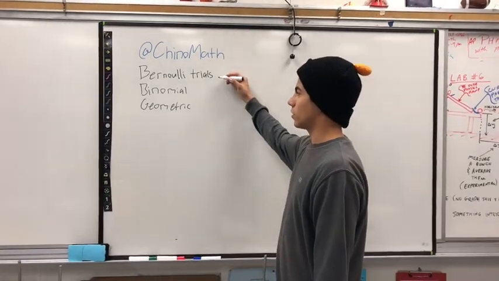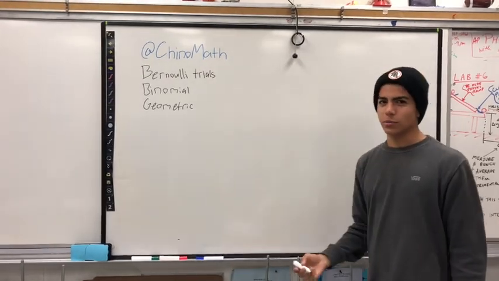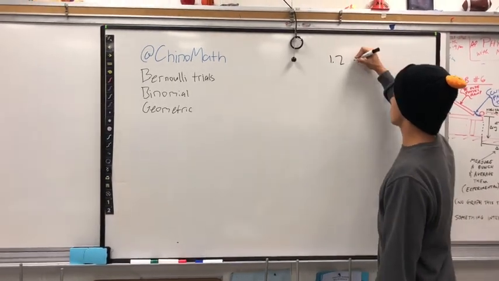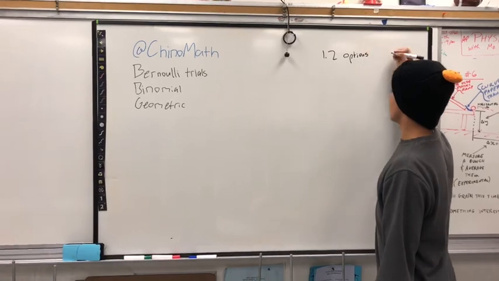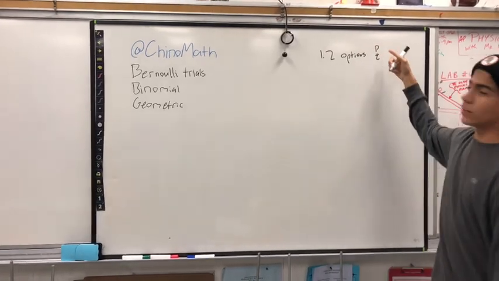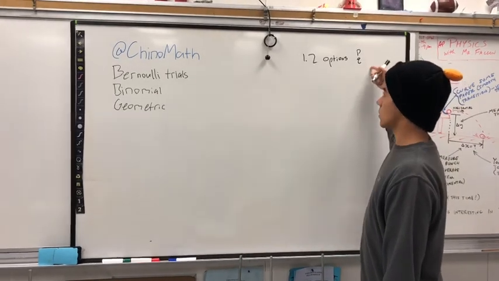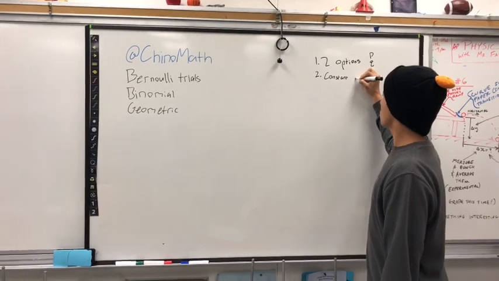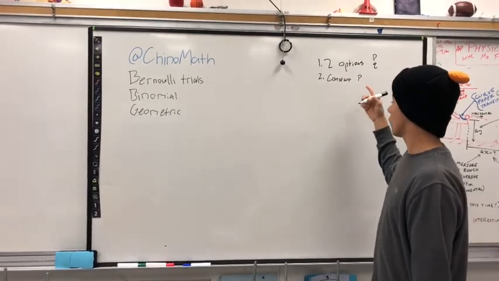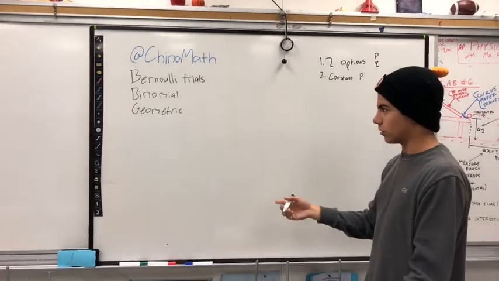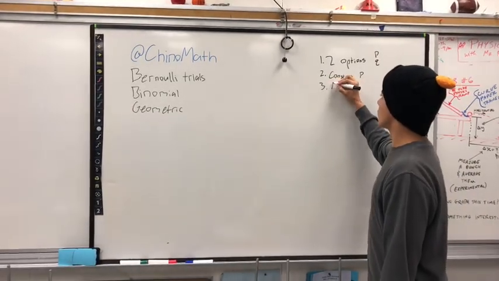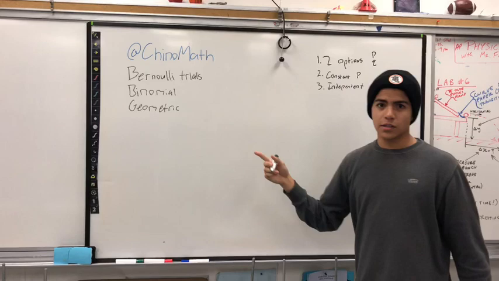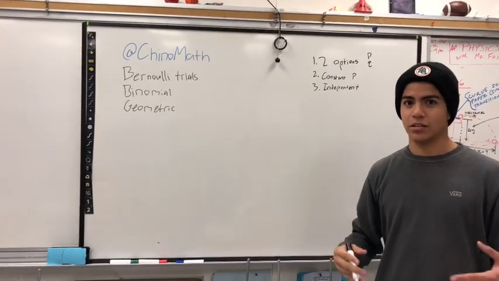First off, I want to cover Bernoulli trials. Basically, a Bernoulli trial requires three conditions. One is that there are only two options, and that is our success and our failure. I'll get to that P and Q later. The second is that we have a constant P, which I'll refer to as our probability of success. And three is that the trials are independent. This means that each trial occurring consecutively does not affect the outcome of the next one.